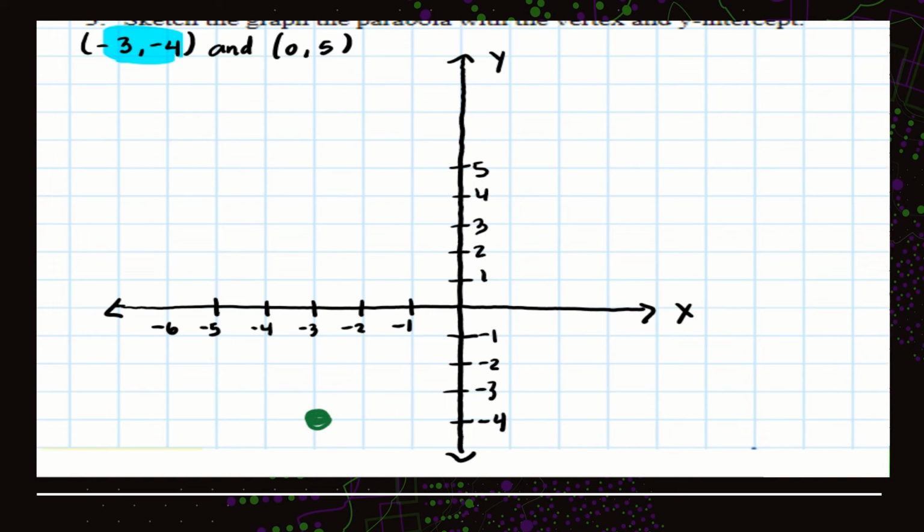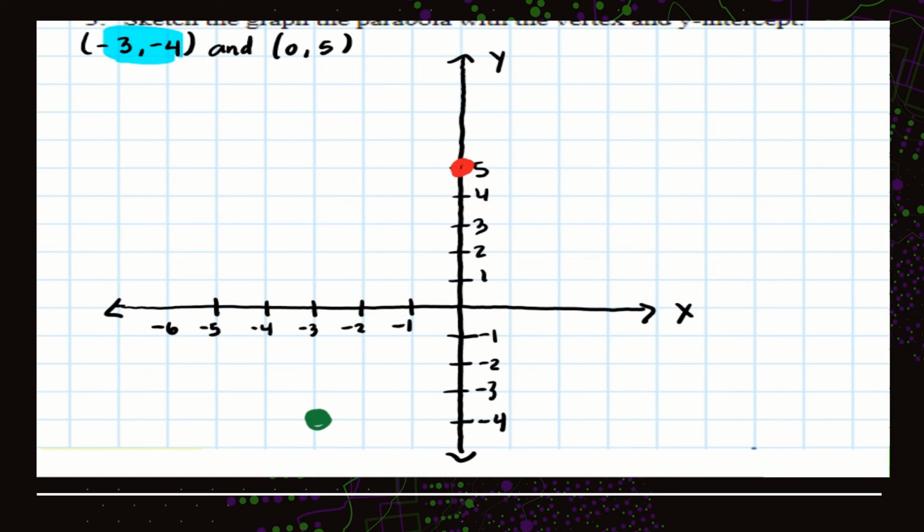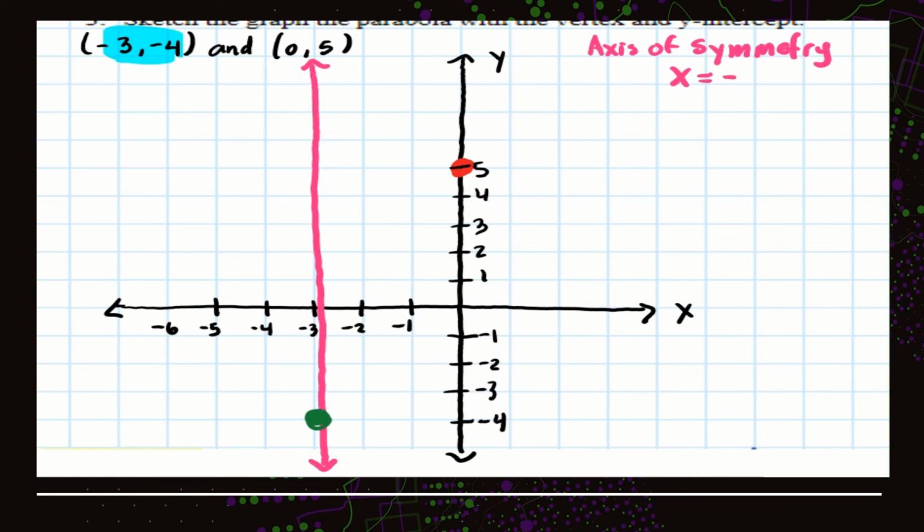Let me start with the vertex, which is our lowest point since the parabola is going to open up. It's going to be that green point that you see there. And our y-intercept, I'm going to put it in red. So let me draw your axis of symmetry so it can help us find the other point that we need. That axis of symmetry is that line that I'm drawing in pink, which cuts the parabola in half. So it always goes through the vertex. Just keep that in mind. It cuts the parabola in half into two symmetric sides.